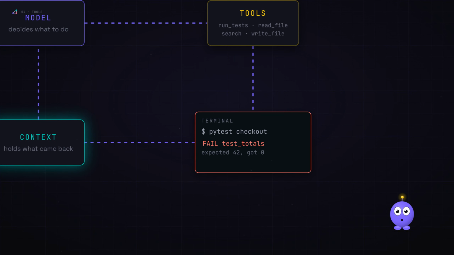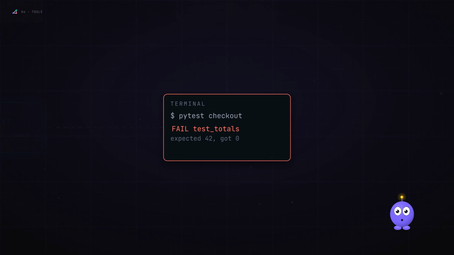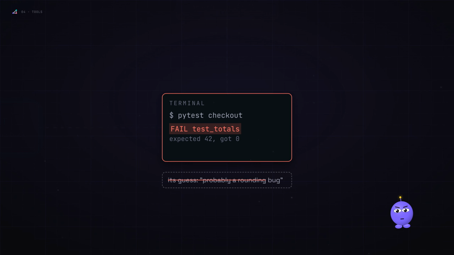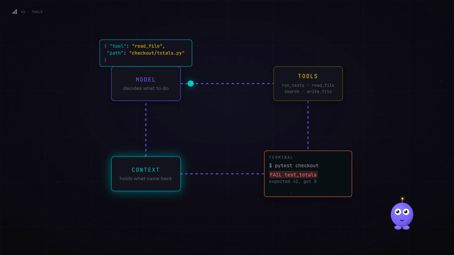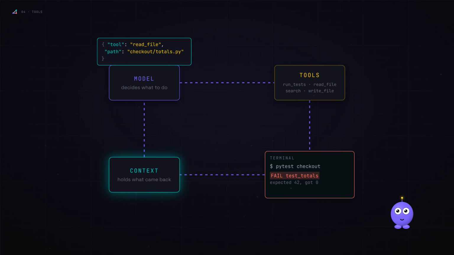And here's the part that matters. The result comes back. The model reads the actual error, not its guess about the error, and that changes what it does next. That feedback is the difference between talking about work and doing work.